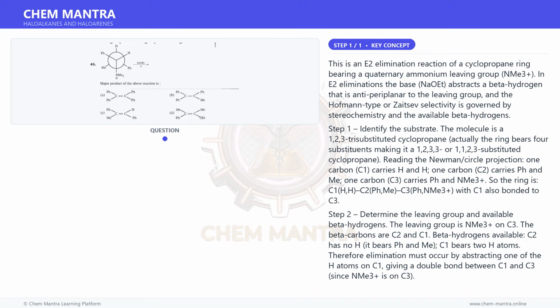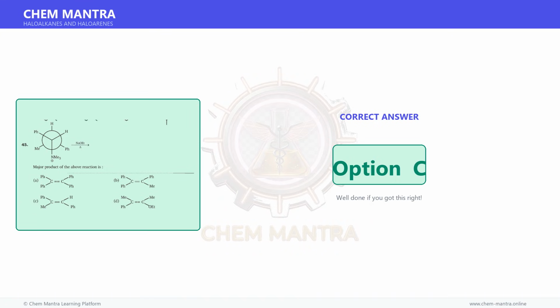Step 5. Why other options fail? Option A requires 4 Ph groups total, but the substrate only has 2 Ph groups. Option B requires 3 Ph groups. Option D introduces an OH group from the solvent, which does not occur in simple E2. Only option C accounts for both Ph groups and the Me group in the correct arrangement. Therefore, the correct answer is option C.